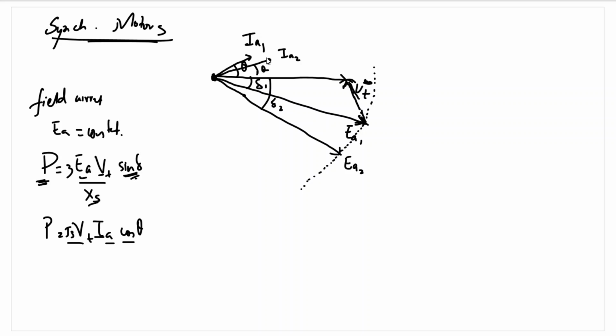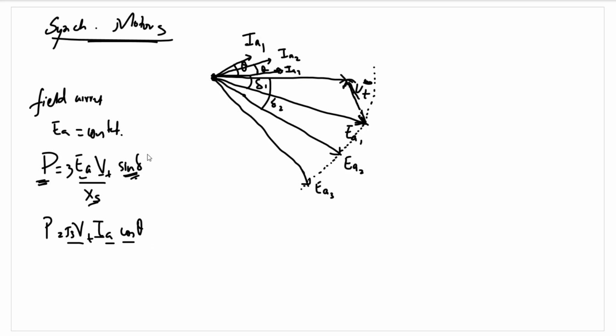So IA2 here has increased, the armature current has increased, but simultaneously theta will also change, cos theta will also change as the power changes. With further increase, we'll see that EA3 will be somewhere around here. We have now delta 3 and we'll have IA3 somewhere around here. IA3 will be greater than IA2 and this will continue.